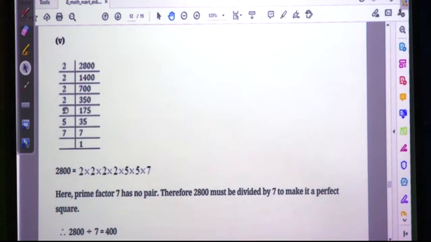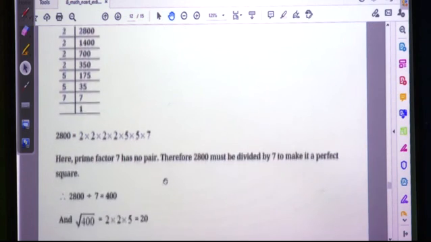Next, by 5, because it is not divisible by 3. 5 plus 1, 6, 6 plus 7, 13. 13 is not a multiple of 3. So, 5 3s are 15, 2 remaining, 5 5s are 25. It is 35. 5 7s are 35. 7 1s are 7. So, 2 pairs of 2, 1 pair of 5, and 7 is not in a pair. Therefore, we have to divide by 7.